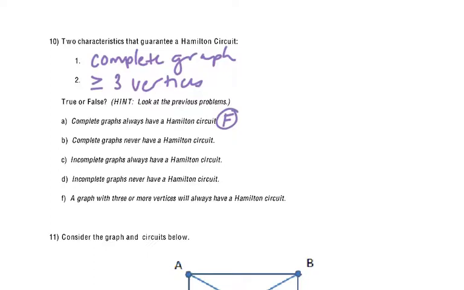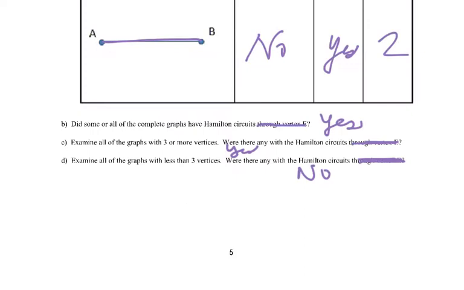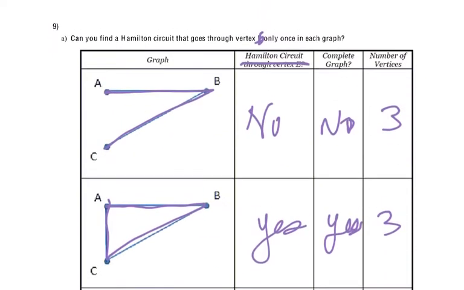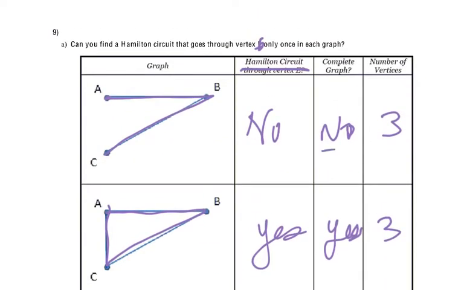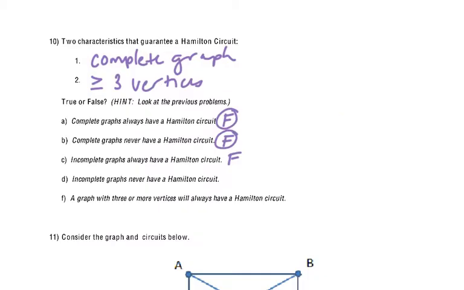Complete graphs never have a Hamilton circuit. That's false. We've seen examples that did have a Hamilton circuit. Incomplete graphs always have a Hamilton circuit. That's not true. That is false. We had an example right here. It was an incomplete graph, but it did not have a Hamilton circuit.